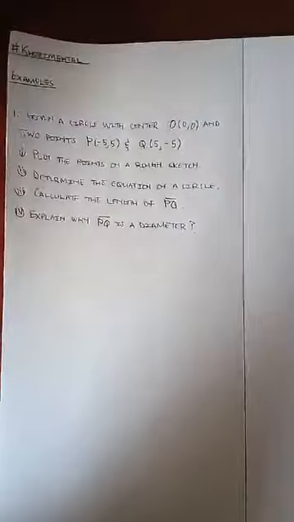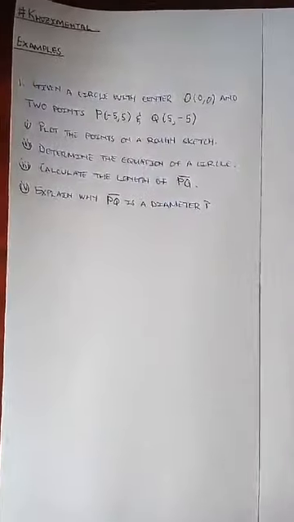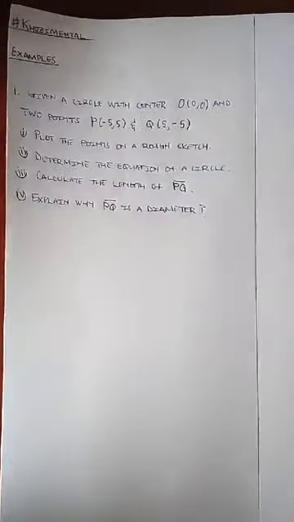So here's an example. So you're given a circle with center O, and when they give you a center O, O usually denotes origin, meaning x is 0, y is 0, and you're given 2 points P and Q. And P is a point -5 and 5.